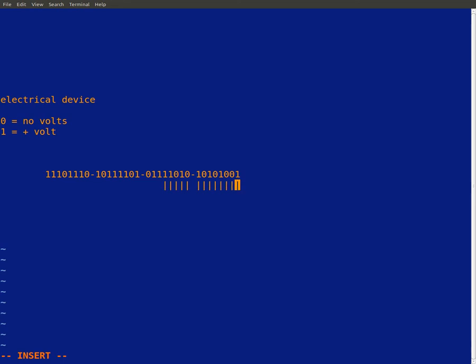I wonder if I can copy that. I know I can. This here is the ones place with a positive volt. This here is the twos place with no volt. This here is the fours place with no volt. This here is the eighths place with a positive volt. This here is the 16th place.